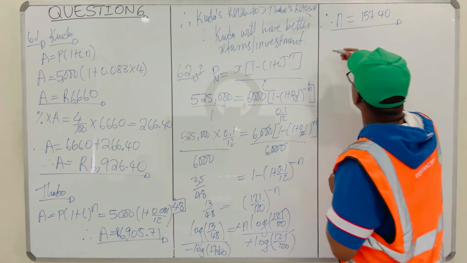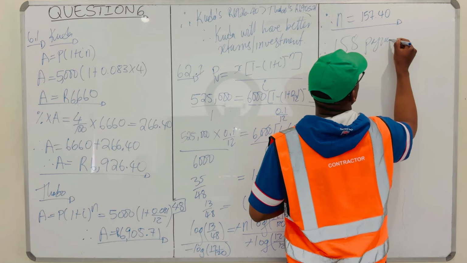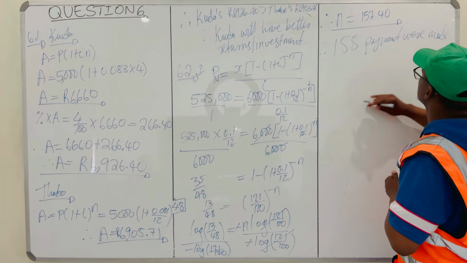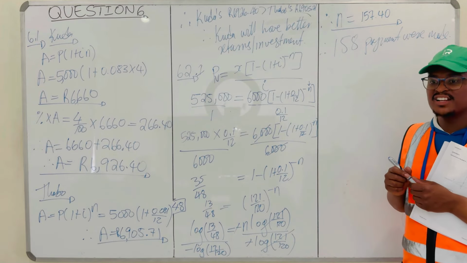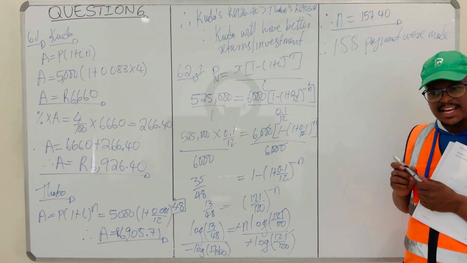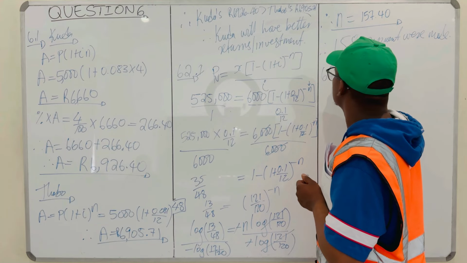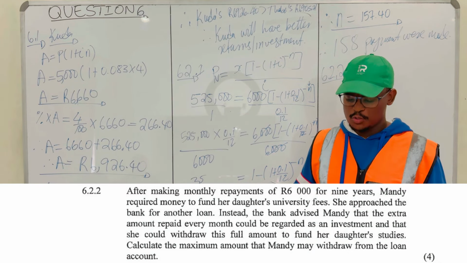Therefore, a total of 158 payments were made into that account. Is it clear? Yeah, it's clear. Okay. We move to 6.2.2. So now we're doing 6.2.2.